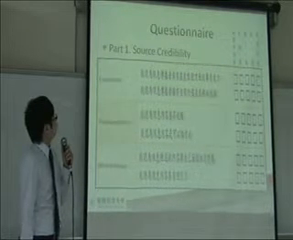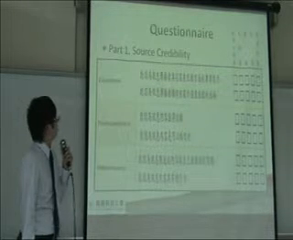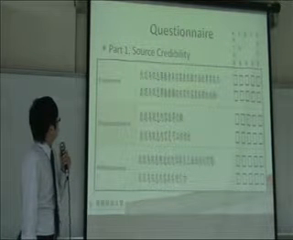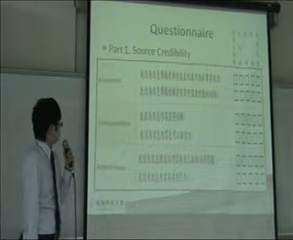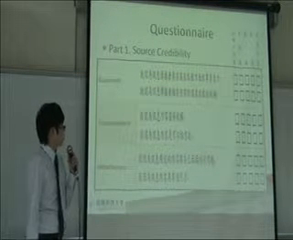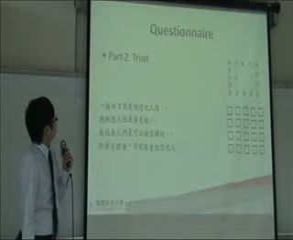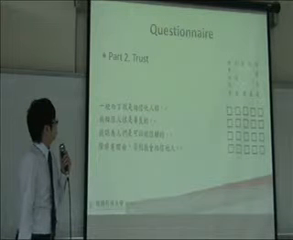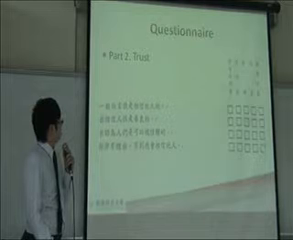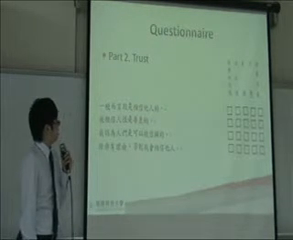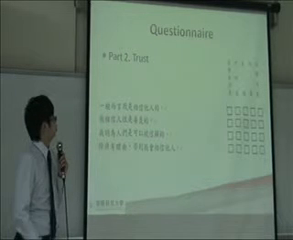And these are the items of the first part, source credibility. First is about expertness, and second is trustworthiness, and the final one is attractiveness. And this part is about trust disposition. It is clearer to understand if you read these items, for understanding the idea of trust disposition.